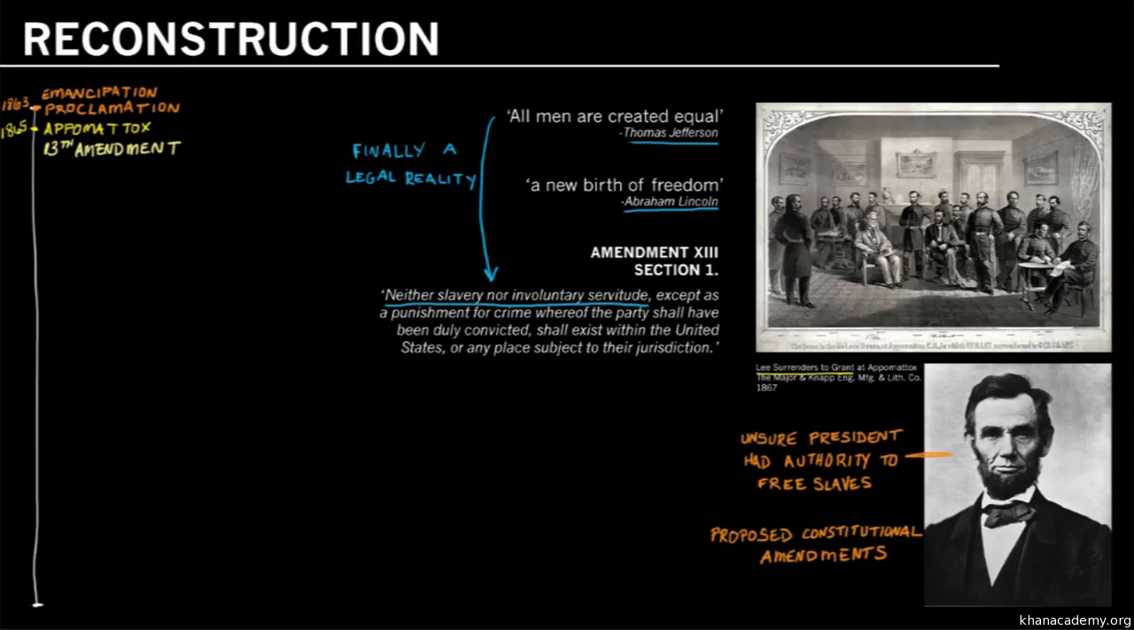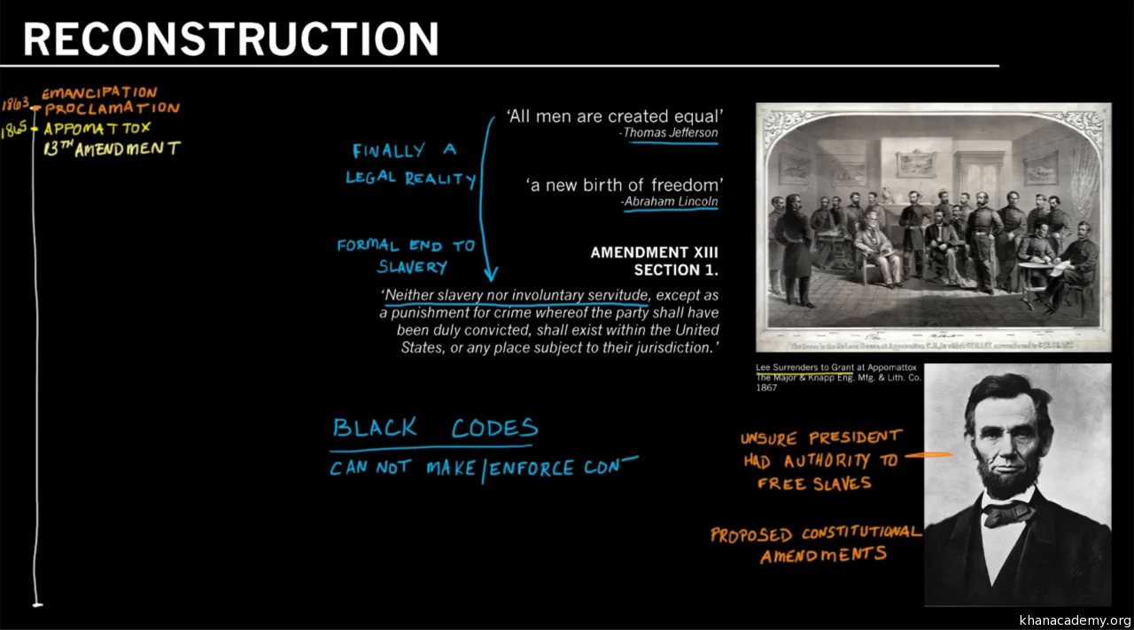So did that actually end slavery right away? Well, it formally ended slavery, but the southern states fought back. They passed a series of laws known as the Black Codes that basically reinstated slavery by other means. They denied African Americans the right to make and enforce contracts, the right to sue and be sued, and basically denied them the equal civil rights that white people were entitled to.